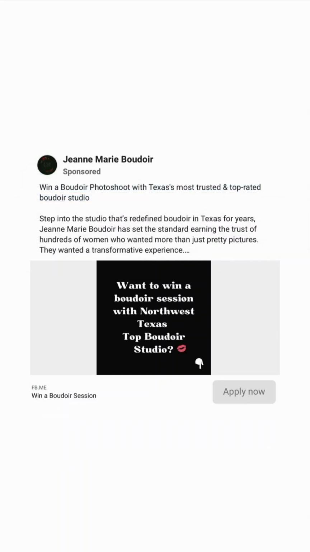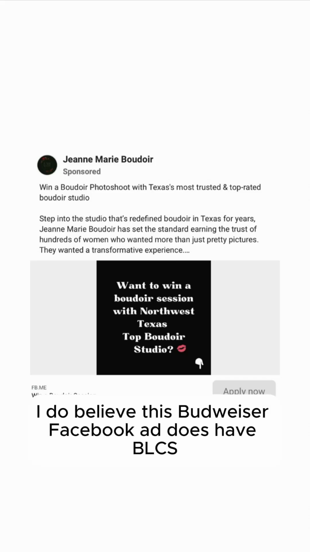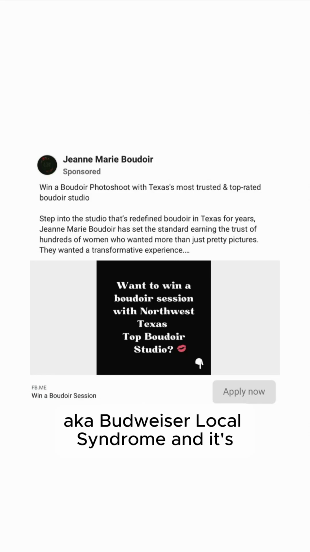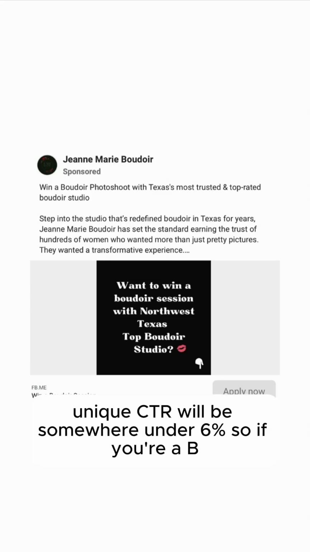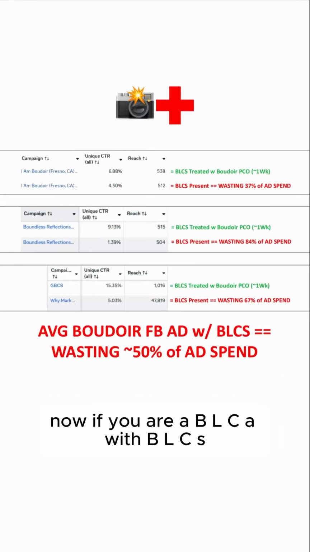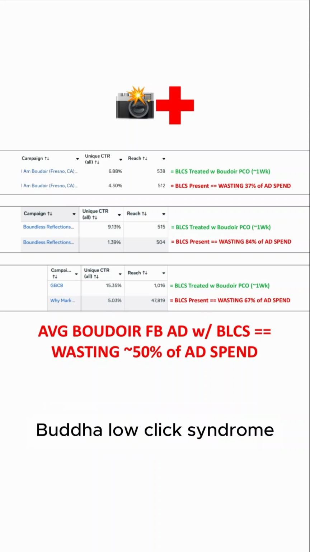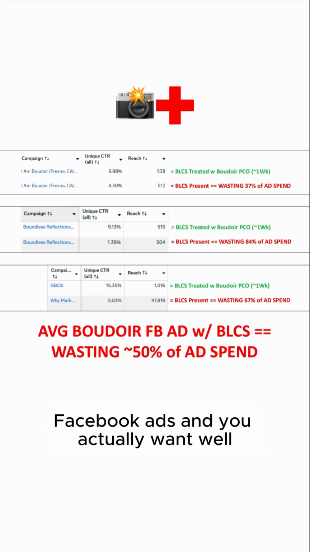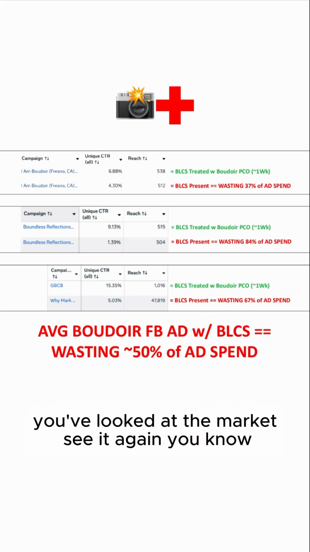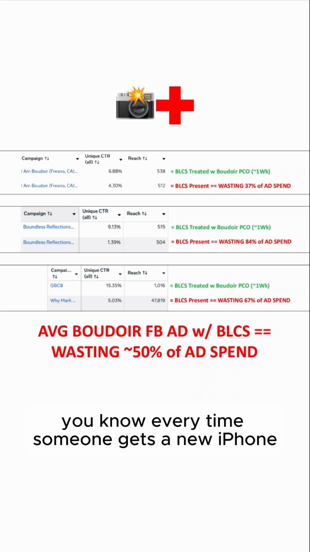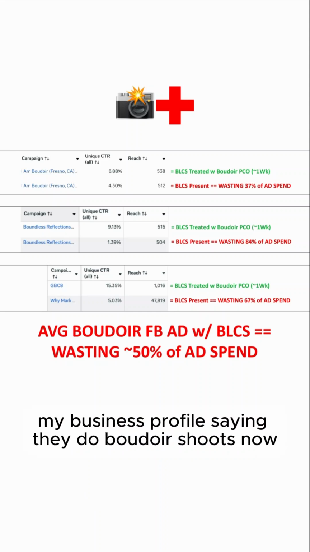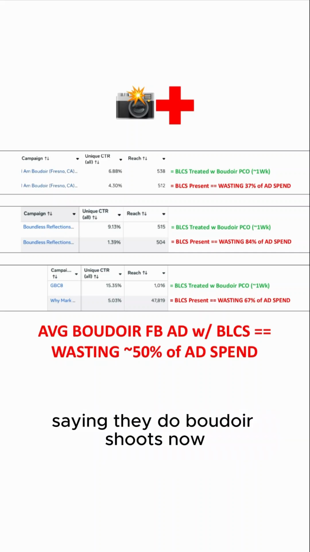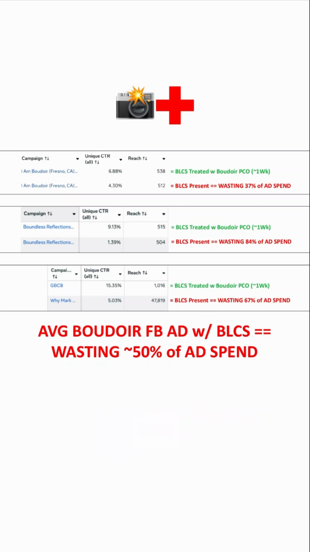So taking all this together, my diagnosis is yes, I do believe this Boudoir Facebook ad does have BLCS, aka Boudoir low click syndrome, and its unique CTR will be somewhere under 6%. Now, if you are a BLCA with BLCS, a Boudoir low click advertiser with Boudoir low click syndrome, your Boudoir Facebook ads have a unique CTR under 6%, and you spend more than 10 grand a month on Boudoir Facebook ads, and you've looked at the market and see it getting more and more saturated for boudoir photographers. Every time someone gets a new iPhone, they're throwing up a Google My Business profile saying they do boudoir shoots now, or they get a new camera and they're posting in the mom groups saying they do boudoir shoots now.